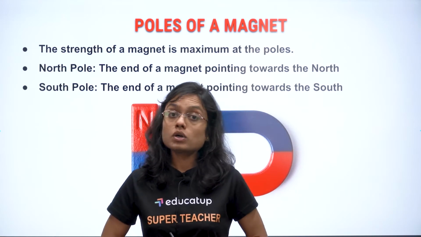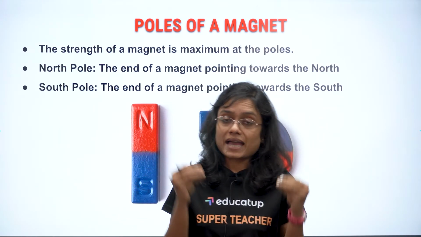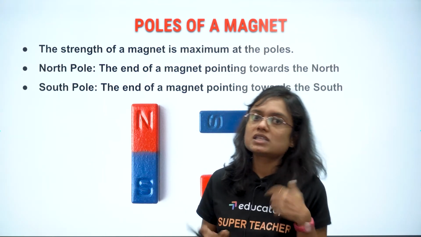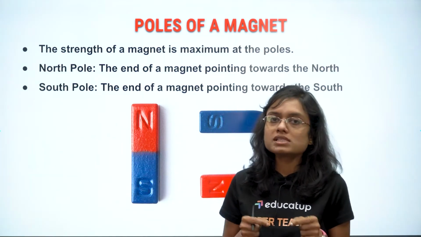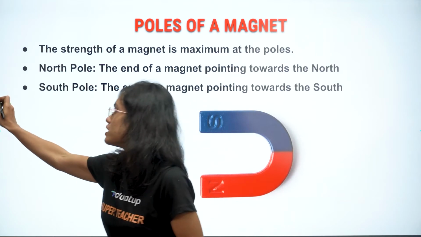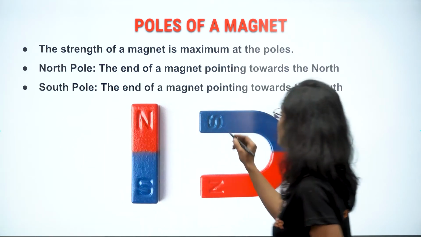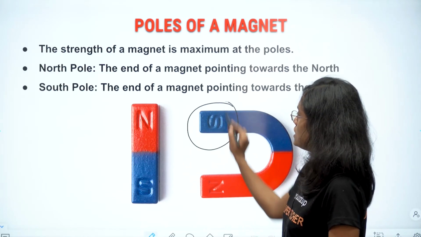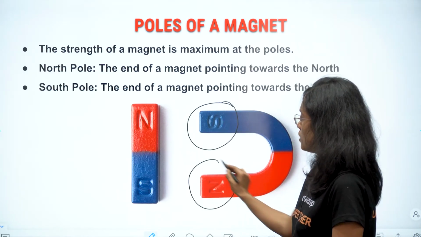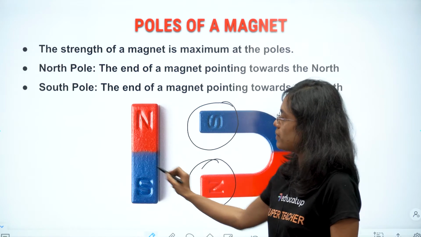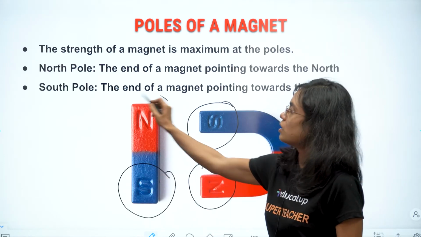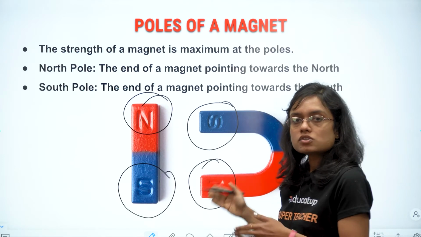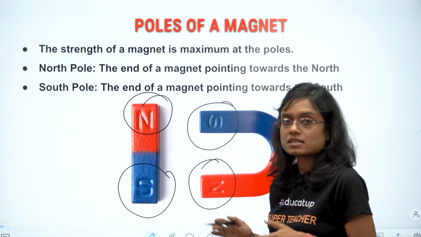Now, poles of a magnet. The maximum strength or the maximum energy of a magnet is present at its poles. Now, poles means the two ends. Like for example, in this case, this is a horseshoe magnet. So, these are the poles, the ends. This is a normal magnet, rod shaped, bar magnet. So, these are the poles. The ends of a magnet are known as its poles.